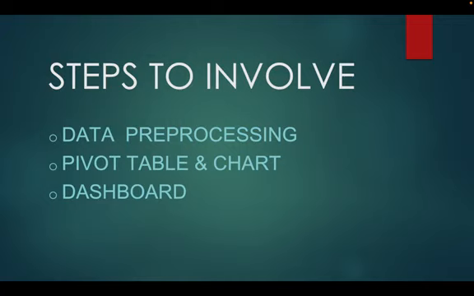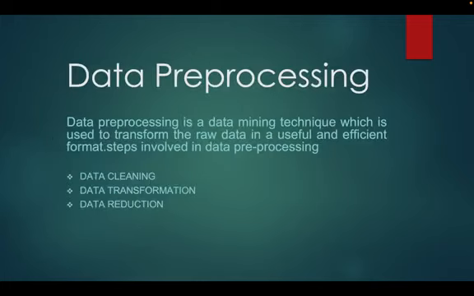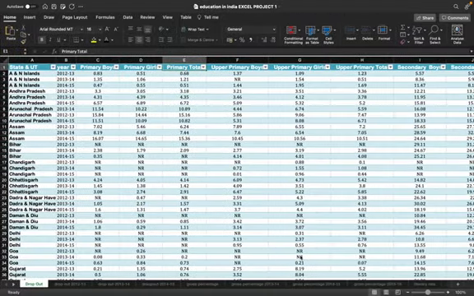First, we are going to see about the data pre-processing. Data pre-processing is a data mining technique which is used to transform the raw data into a useful and efficient format. Steps involved in data pre-processing: data cleaning, data transformation, and data reduction. Let me explain the data pre-processing in the Excel sheet.